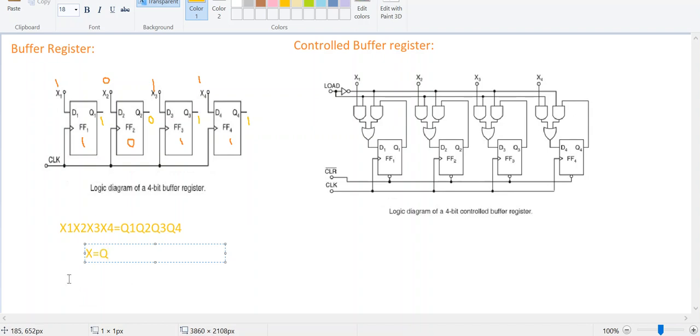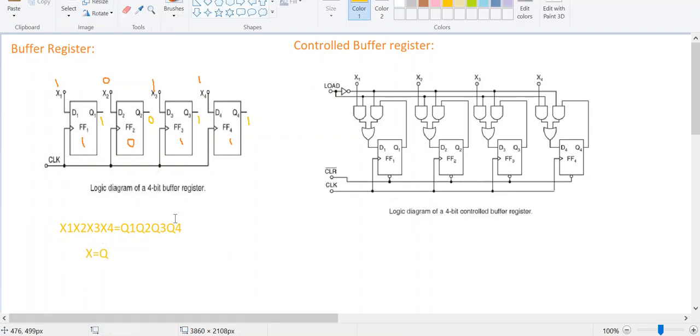So this is what a buffer register is. A buffer is nothing but a way to store 1 bit of information, or 2 bits, or 3 bits, whatever it may be. The choice is ours, so depending on that we need to select the number of flip-flops to store the data. All of this is dependent on the clock pulse only. So whenever the clock pulse occurs, we store the information and we get the result.